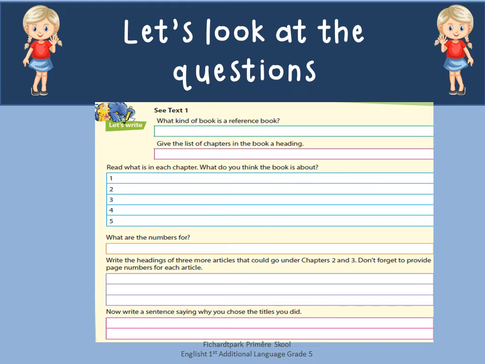Write the headings of 3 more articles that could go under chapter 2 and 3. So under chapter 2 and 3, you will write more articles that could go under them, and they are about the moon and the sun. So any articles that would be appropriate to be under chapter 2 and 3. Don't forget to provide page numbers for each article, and the page numbers have to make sense. Now write a sentence saying why you chose the titles you did.